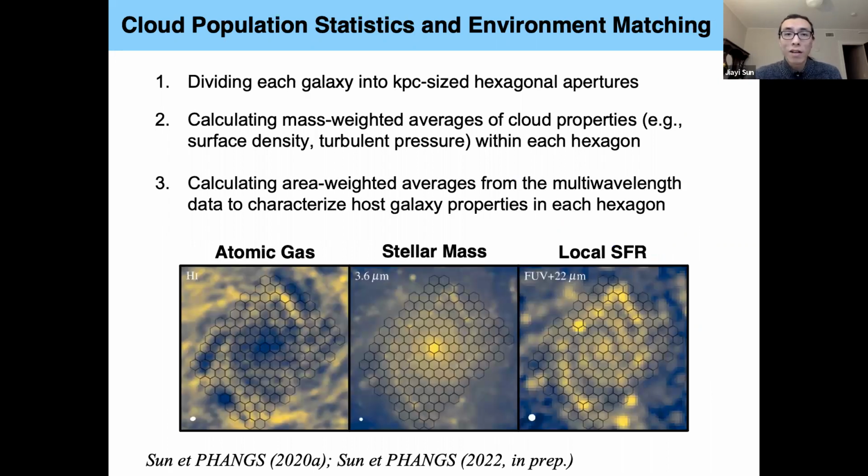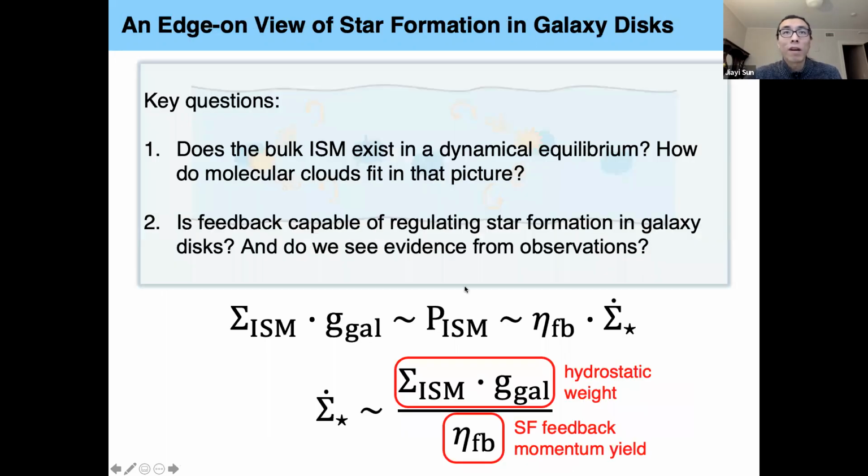So this gives us a population average property across all the clouds in this region. And then for the other ancillary data sets, we do a similar thing, but we calculate the area-weighted average from the multiwavelength data I just talked about to characterize the host galaxy property in each aperture. So these observations tell us about the local area-weighted average atomic gas surface density, stellar mass surface density, and local star formation rate surface densities. So now combining all these terms, we are finally able to come back and address these two questions.